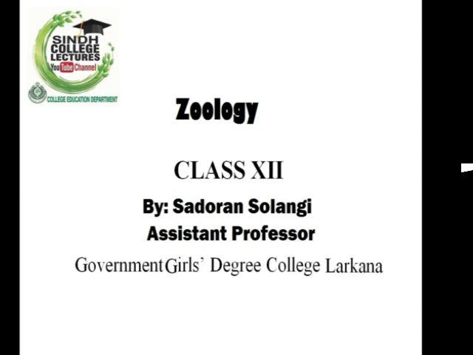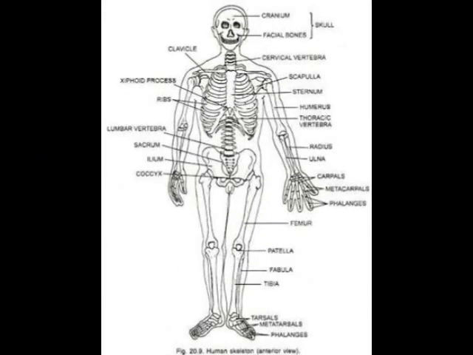Today my topic is skeleton. Skeleton is a framework of an organism. It gives support to the body and protects our vital and soft organs of the body. There are three types of skeleton: hydrostatic skeleton, exoskeleton, and endoskeleton.